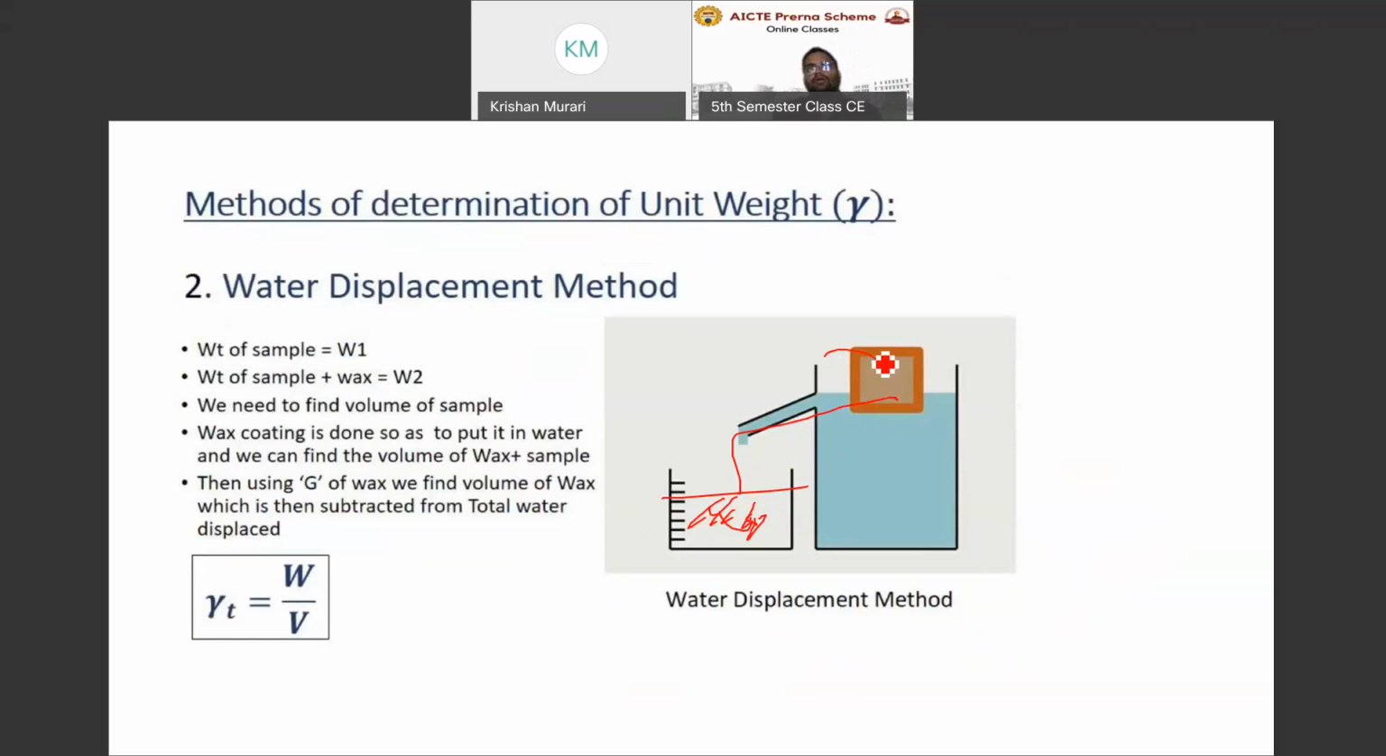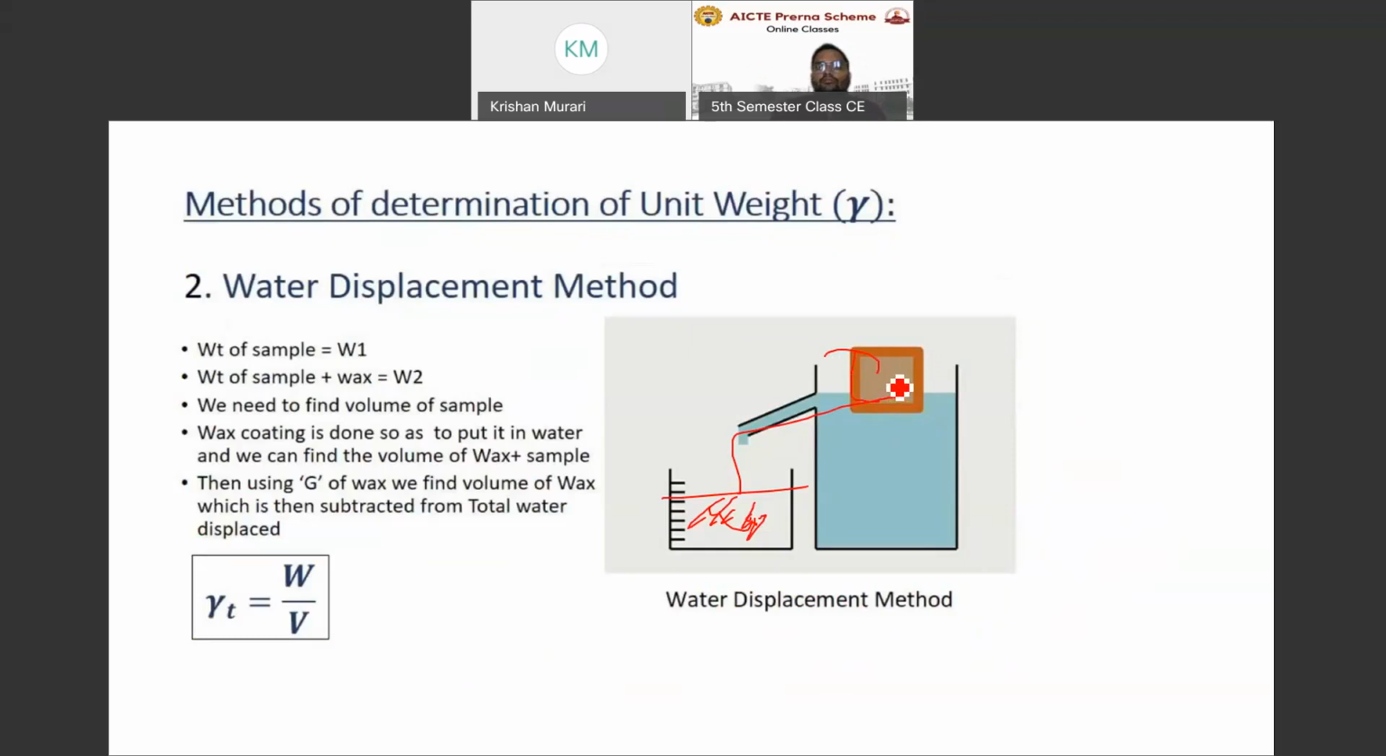What is the Archimedes principle? The Archimedes principle is that if a body is floating in water, that body displaces that much water which has equal weight to that particular body. So the Archimedes principle is that the water displaced from the container equals the weight of the body. If the body weight is greater, then the displaced water is different. So here we can calculate the total weight of wax plus solid.